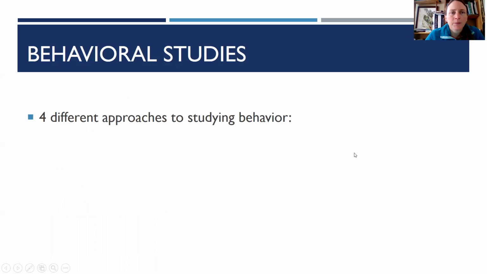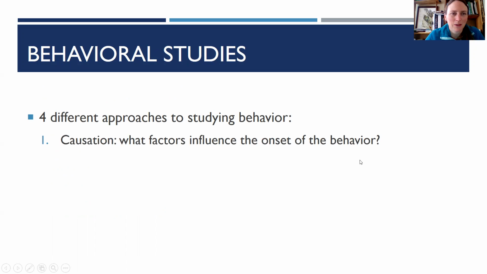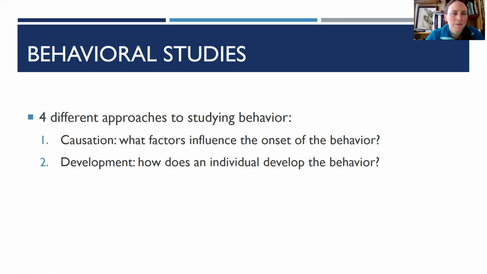And you can also do a lot of behavioral work with animals, with mobile organisms. It's a little bit harder to study plant behavior, although there are a few behaviors that plants utilize, but animals have more interesting behaviors. So there are 4 different approaches to studying behavior. One is causation. So what factor influenced the onset of the behavior? Like what causes them to act that way? That might be one question you might ask.